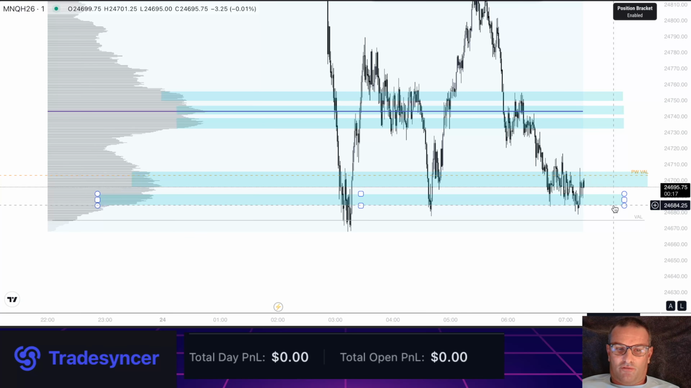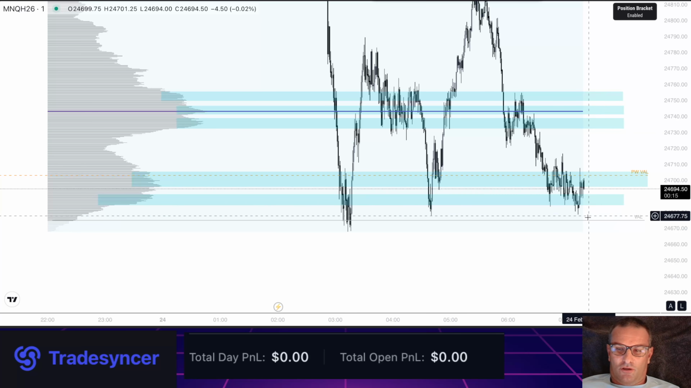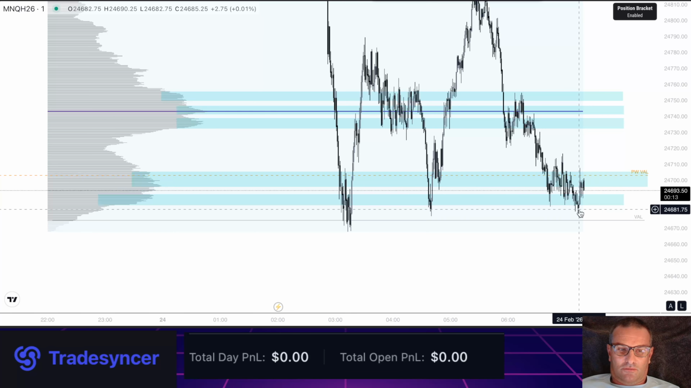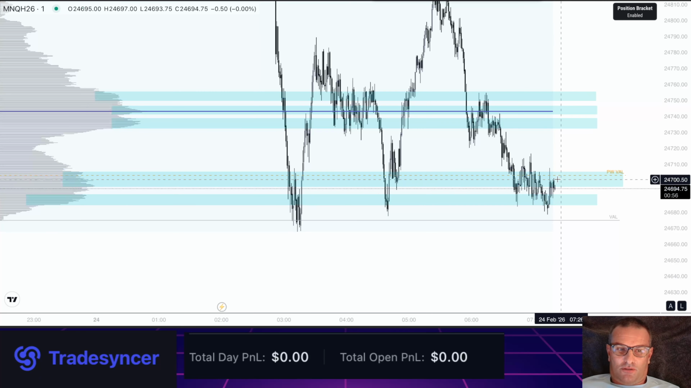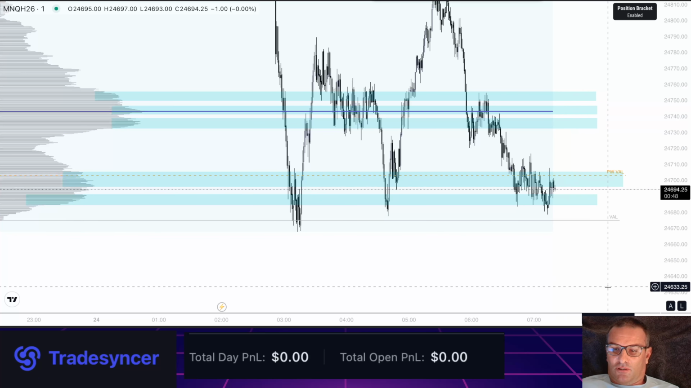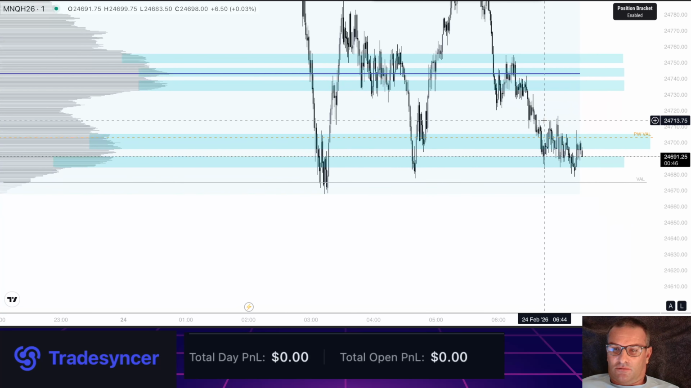Dipped under the high volume node here into the low volume area. No volume down here. Depends what's happening here. If it doesn't make it above this in the next 10 minutes or so, more likely that it's going to break down.